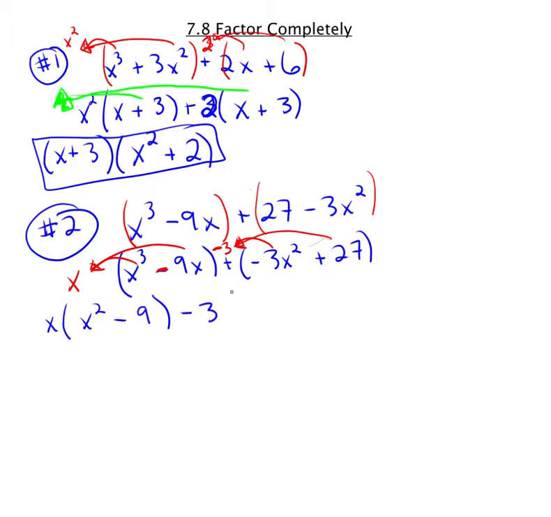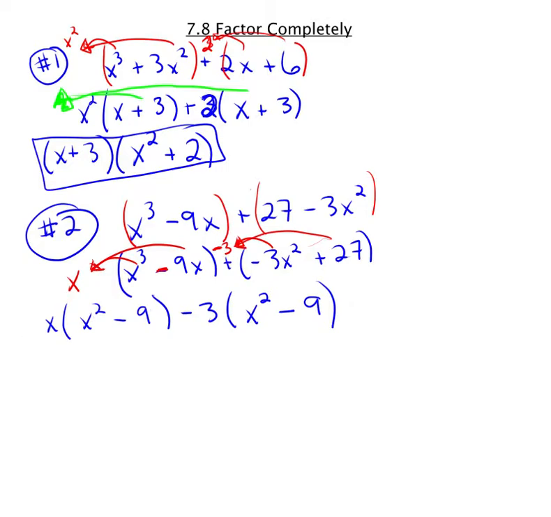Minus 3 is my GCF for my second group of distributive properties. So if I distribute out a negative, I'll be left with that x squared, which kind of matches this other one. And then a negative, because a negative times a negative is a positive 9.